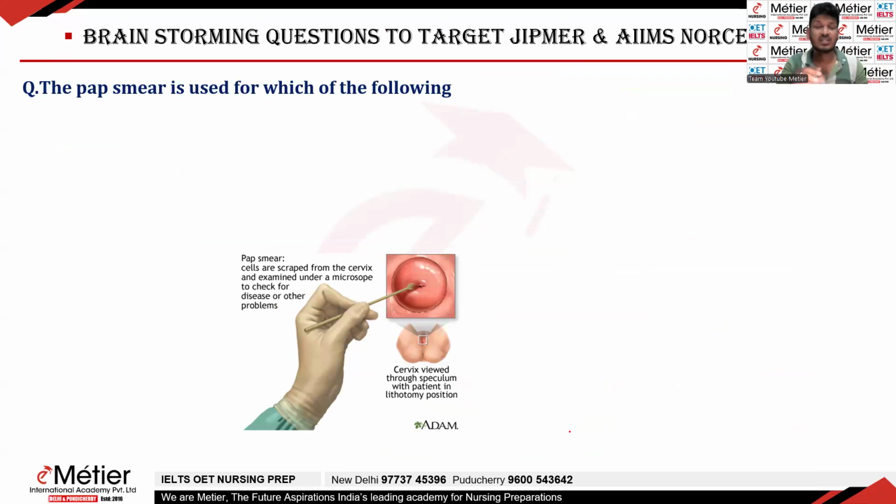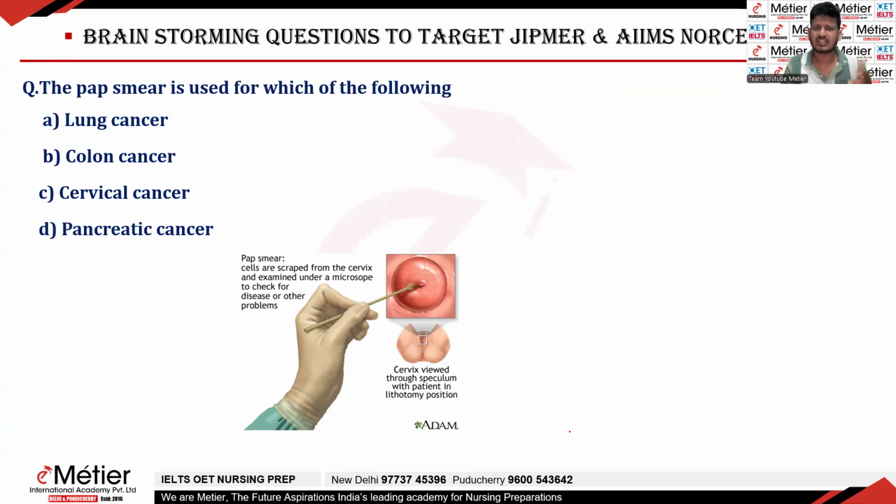This is very simple, but still the additional points are very important in this question. The pap smear is used for which of the following? So this is the question. This is a repeated one-liner question. Many times this question has been asked in the exam, and it is a very simple question also. Four options are given here for pap smear: lung cancer, colon cancer, cervical cancer, pancreatic cancer. So pap smear is used to identify cervical cancer.